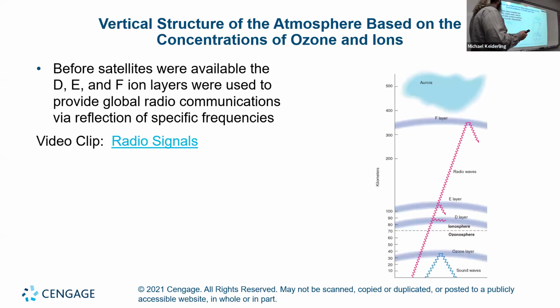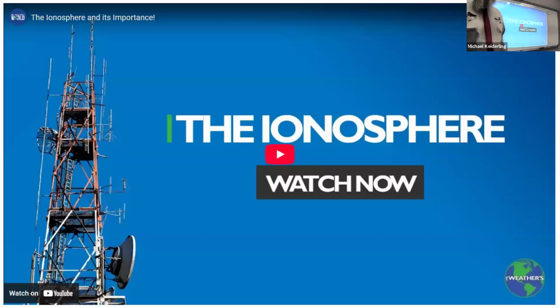So before satellites were available, D, E, and F ion layers were used to provide global radio communications by reflecting specific frequencies. And shortwave radio still bounces off the ionosphere. So here is a video about the ionosphere.